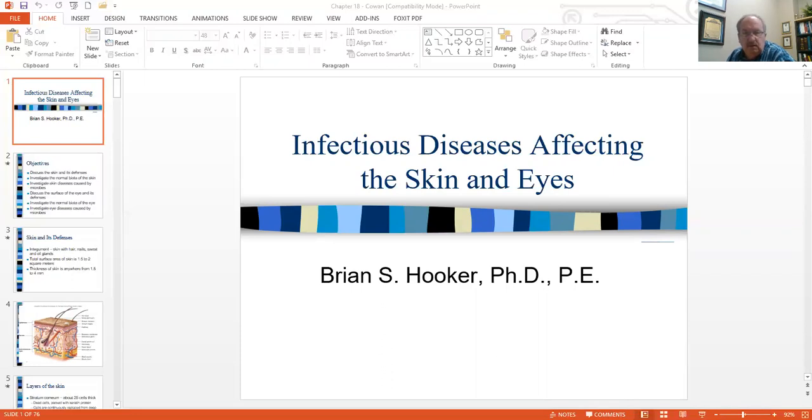You should know what PAMPs are. Those are pathogen-associated molecular patterns. And that's the only term that we use for PAMPs.